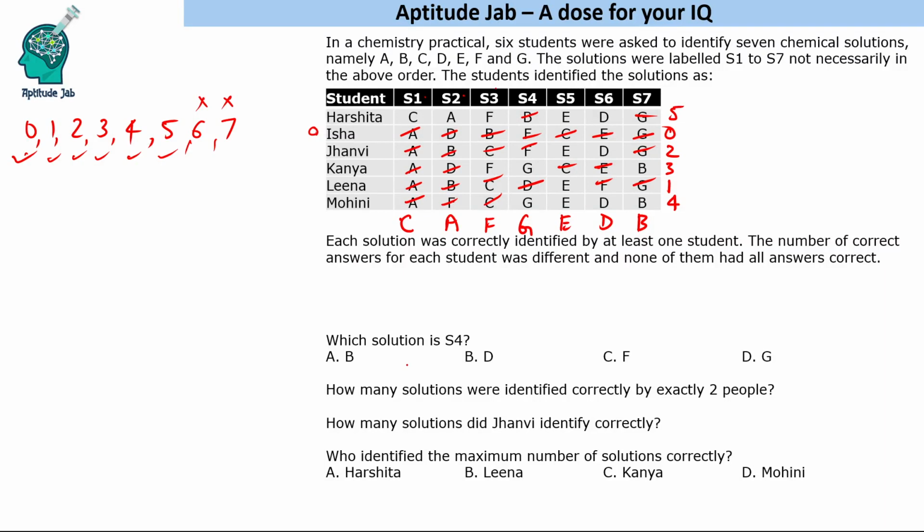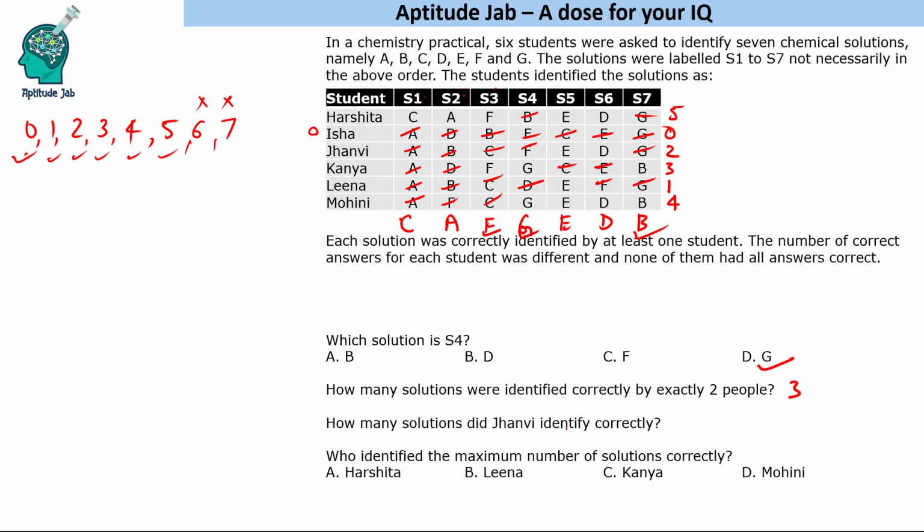Which solution is S4? S4 is G. How many solutions were identified correctly by exactly 2 people? So one person, F was identified by 2 people. Then we have G, this was identified by 2 people. This identified by 4, 3 and 2. So there are 3 such solutions which are identified correctly by 2 people.